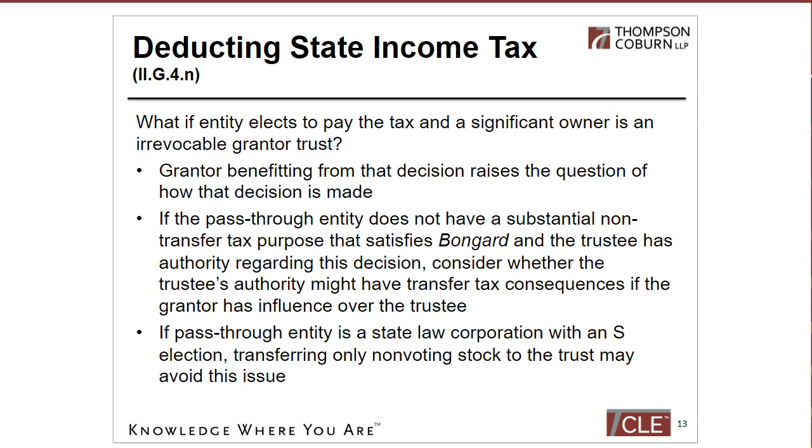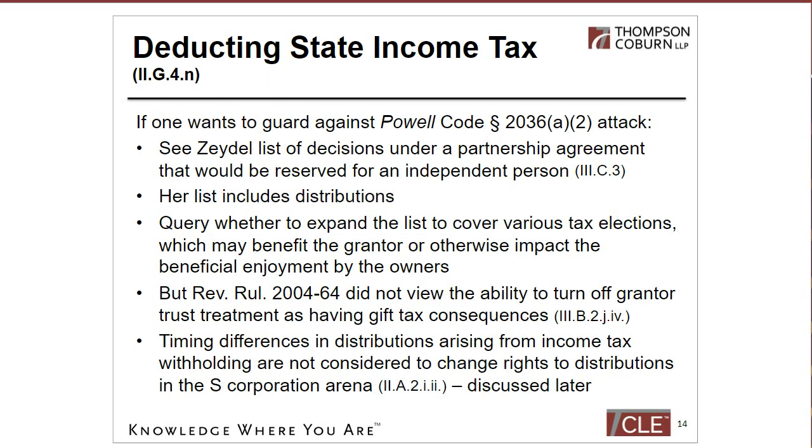I'm going to go into that in a moment, a little bit more about what to think about. But if the passive entity is a state law corporation with an S election, then if you just transfer non-voting stock to the trust, that would tend to avoid that issue under Revenue Ruling 81-15. If you want to guard against a Powell attack, then you would try to get the grantor out of all decisions that affect the beneficial enjoyment of the owners of the entity.